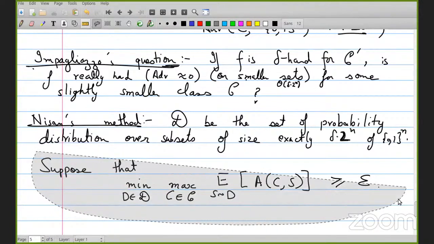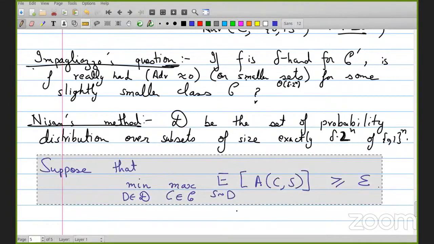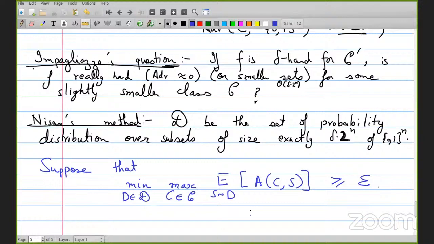This is an assumption. What is this assumption saying? It says that no matter what distribution you choose, even a distribution over small sets, once you fix the distribution there is some circuit whose expected advantage, when S is chosen according to that distribution, is at least epsilon. So this is like the opposite of the second part of the question.